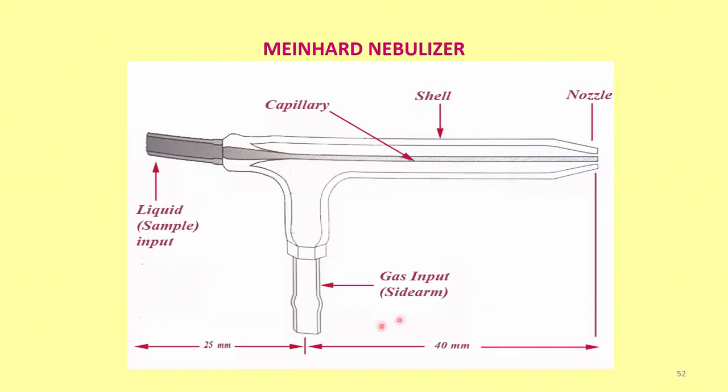So, this is the Meinhard nebulizer. Here I have the liquid sample coming through, and then obviously we assume that the peristaltic pump is somewhere here, okay. And then the liquid sample input is there, it enters the capillary, comes out, and there is a shell here that creates one more tubing, and the argon gas input is from the bottom, and it goes like this.